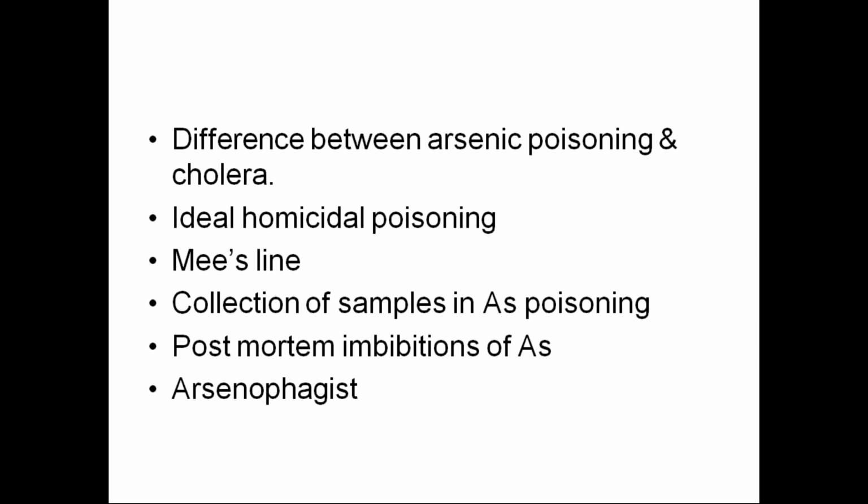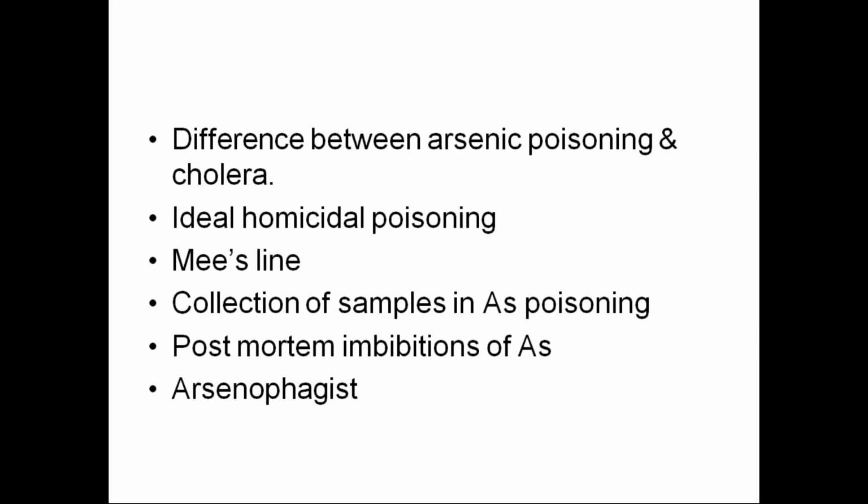So these are some of the questions normally previously asked in the university examinations. They have asked about the difference between arsenic poisoning and cholera, and they have asked about what is the ideal homicidal poisoning. So arsenic is an ideal homicidal poisoning because it will mimic cholera. So that's why the doctors will think that the patient is suffering from cholera, and then he will treat in line with cholera, and he will completely forget about the arsenic poisoning.